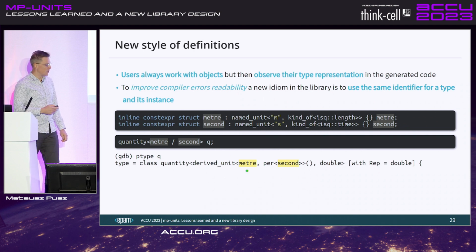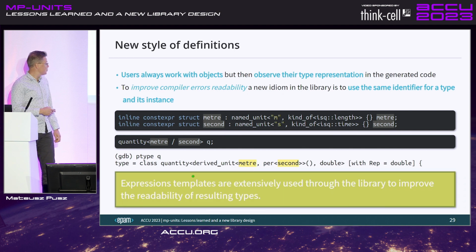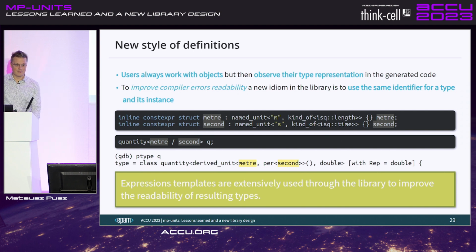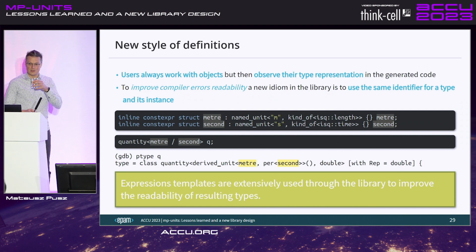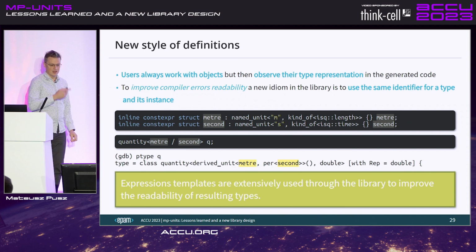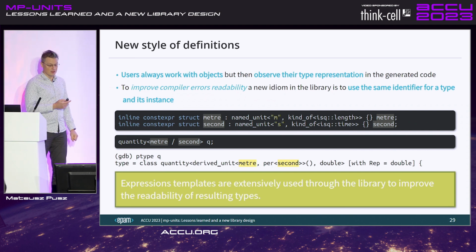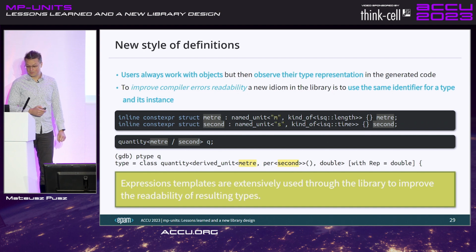Also, I'm using expression templates extensively in the library. So when I'm typing something like meter per second, I get the type called derived unit meter per second. So again, it's quite easy to understand and really terse compared to the previous solutions. And it's being used for everything, for dimensions, quantities, and magnitudes, and other things that are found in the library as well.